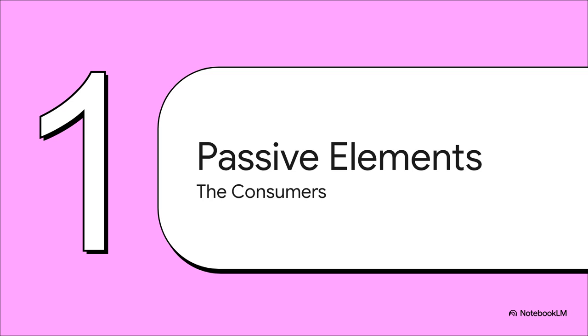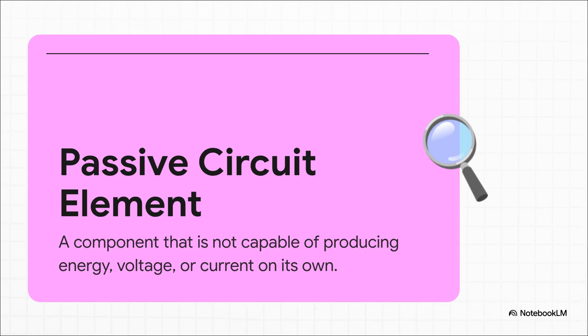All right, so let's start with the passive elements. These guys are the traffic cops of the circuit. They can manage energy, they can direct it, they can slow it down, but they can't create any new energy on their own. And that's the absolute key takeaway right there. A passive element cannot, on its own, generate power. It can't just invent a voltage or push out a current from nothing. All it can do is react to the energy that's already in the system, by storing it, resisting it, or just letting it flow through.